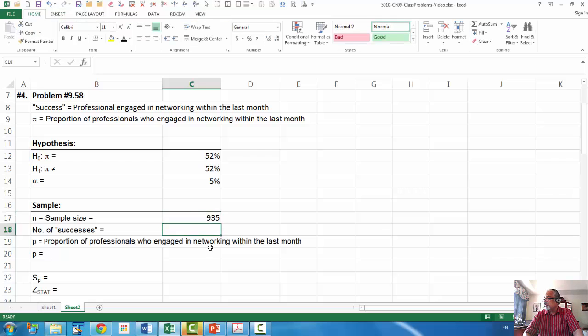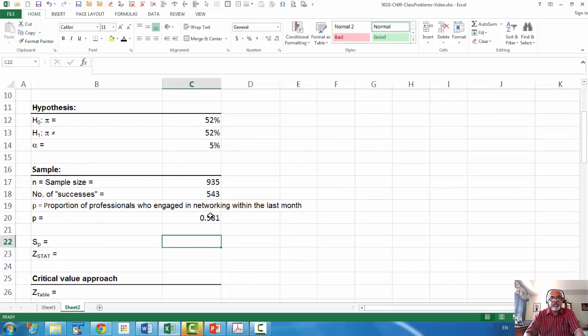Sample size is 935. 543 is the number of successes. P is the sample proportion. So 543 divided by 935 gives us the sample proportion. Okay, now S sub P.